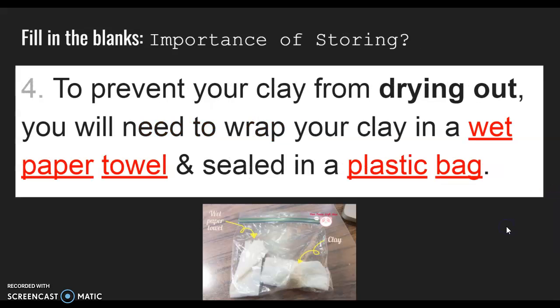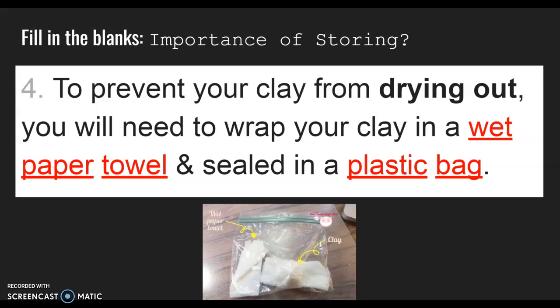Now, to prevent your clay from drying out, you will need to wrap your clay in a wet paper towel and seal it in a plastic bag. So this picture below is obviously not the plastic bag that we are going to be using. We're going to be using those Kroger bags or grocery bags that y'all were so generous with donating. So again, thank you all so much for donating those.